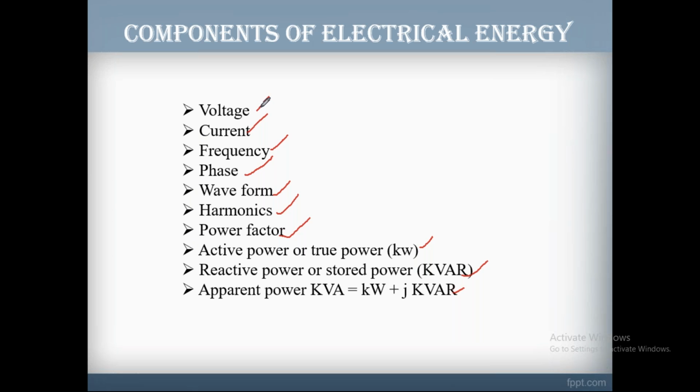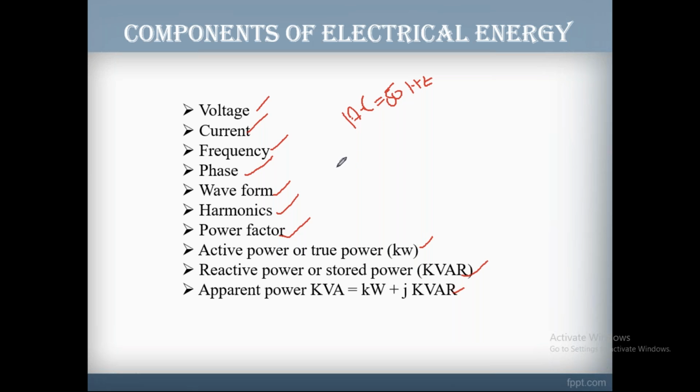So voltage: we give the input voltage, and when we apply the voltage here, the current will flow in the circuit. And frequency: for AC supply, the frequency is 50 hertz. What about DC supply? What is the frequency of DC supply? Zero. There is no variation happening in the DC supply.